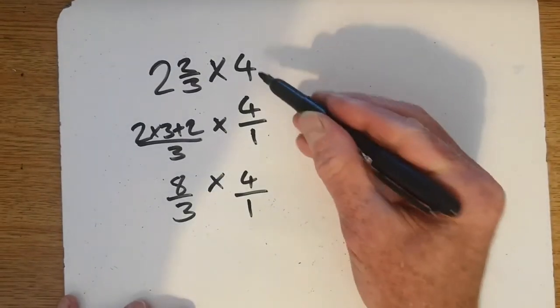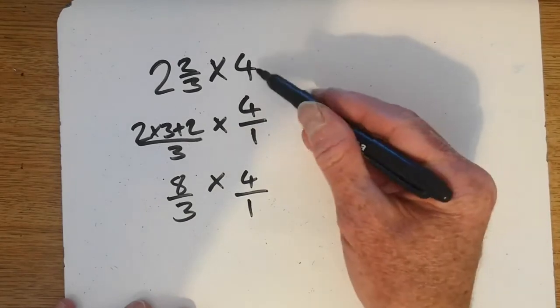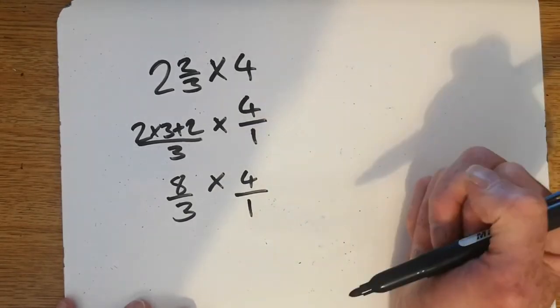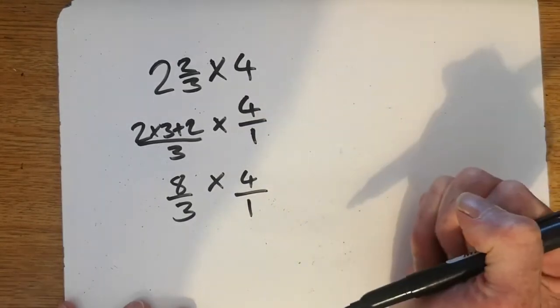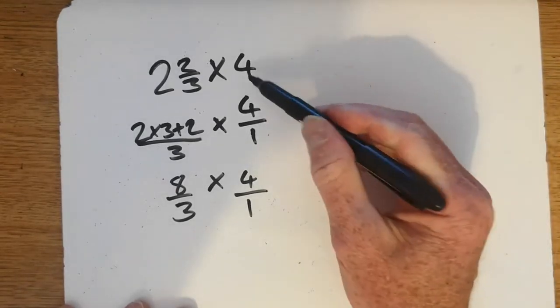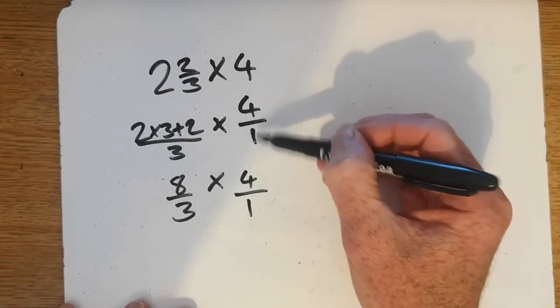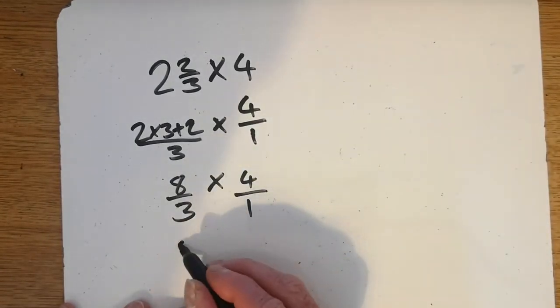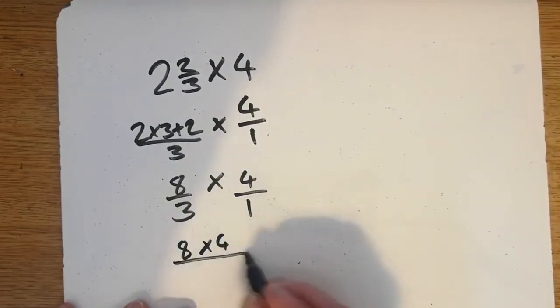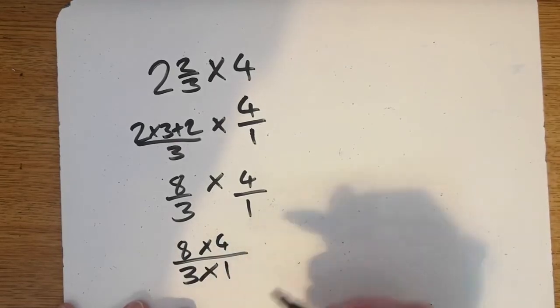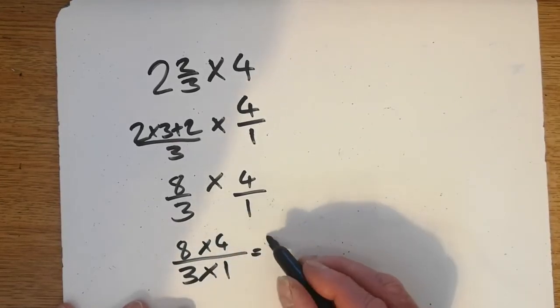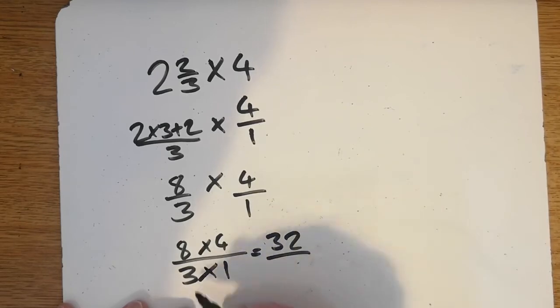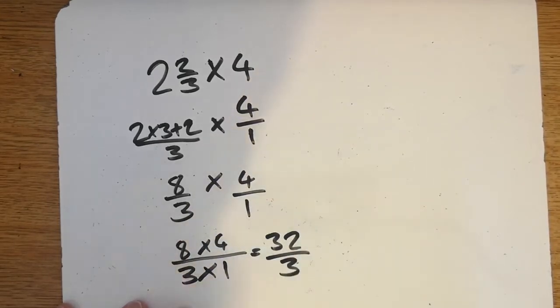Okay, so if you've got a big number with nothing, not looking like a fraction, make it into a top-heavy fraction over 1. Doesn't matter what that number is, you can do this, okay? Put it over 1, and it just becomes a normal fraction question. Then you can do it like you've done before. 8 times 4 over 3 times 1. 8 times 4 is going to give me 32. 3 times 1 is going to give me 3.